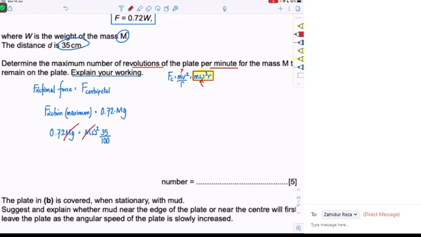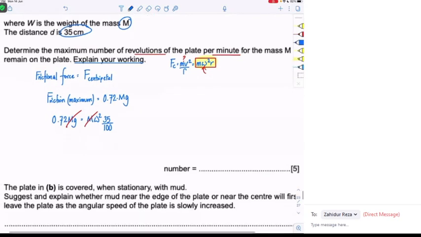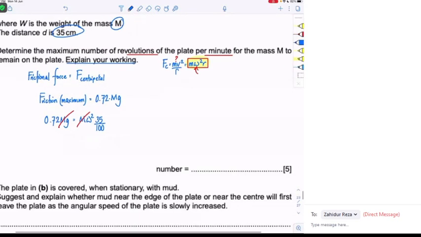So anyways, that's something for later on. I'm just letting you guys know to keep that in mind. The mass cancels out a lot in circular motion equations. Anyways, that's not the concern right now. So we're going to find our omega here. So omega is 0.72 into 100 divided by 35.